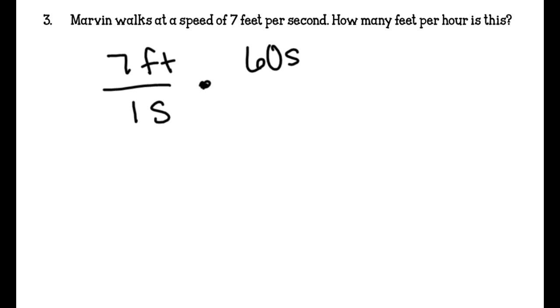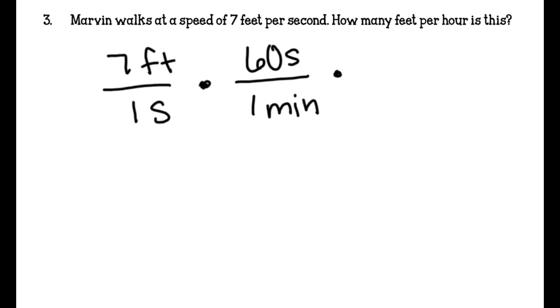Okay, number 3. Marvin walks at a speed of 7 feet per second. How many feet per hour is this? So the first thing I do is set up that unit rate, which is 7 feet per second. So I write 7 feet for every 1 second. And then I'm trying to change seconds into minutes, so that then I can change minutes into hours. So I need to cancel out the seconds. So I'm going to put 60 seconds on top to cancel out the seconds. For every 1 minute, there are 60 seconds.